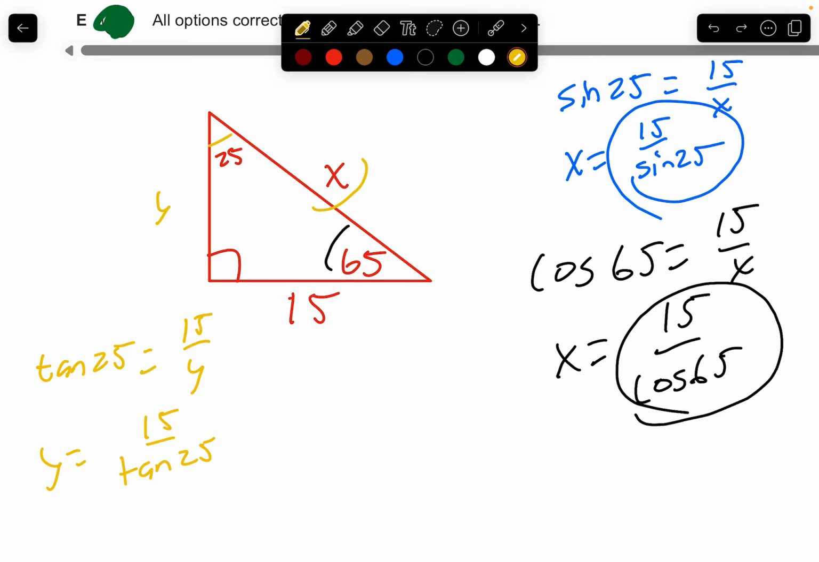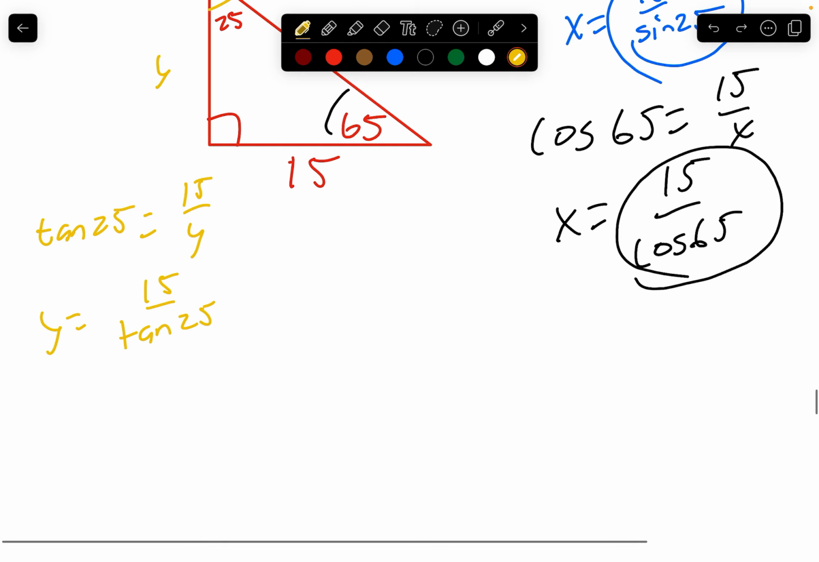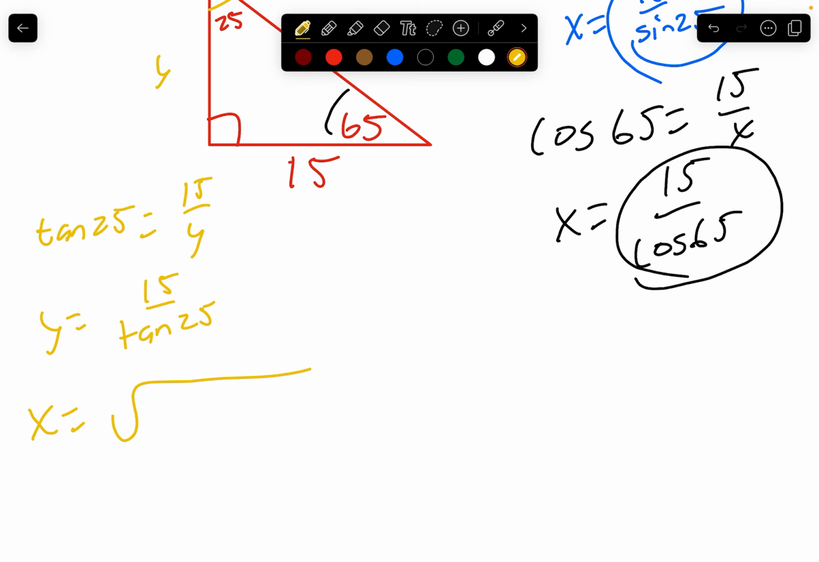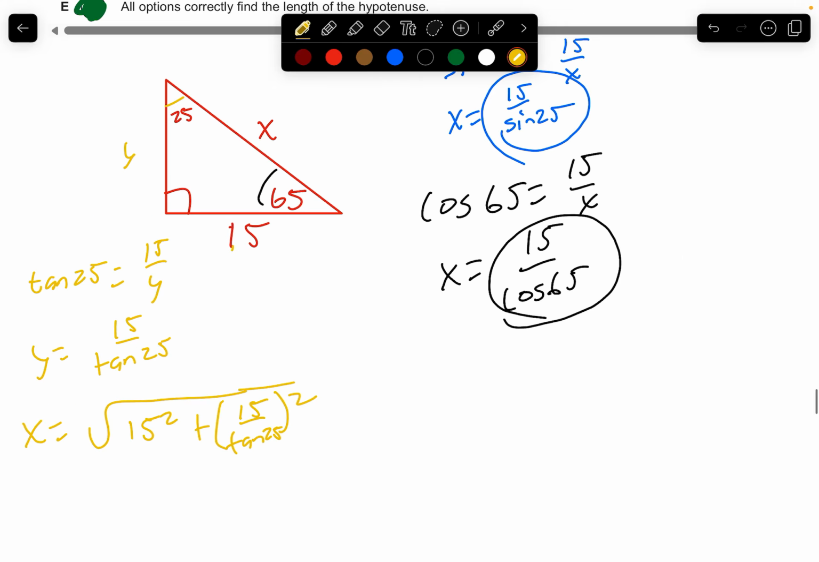But if I wanted x, wouldn't x equal the square root of 15 squared plus 15 over tan 25 squared? Isn't that Pythagorean theorem? A squared plus b squared equals c squared. So one way you could do it is to get this side using tangent and then hit it with the Pythagorean theorem. That is going to produce the same answer.